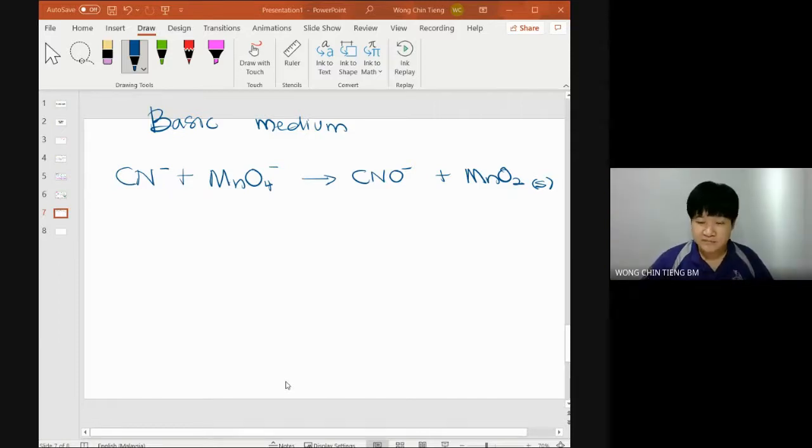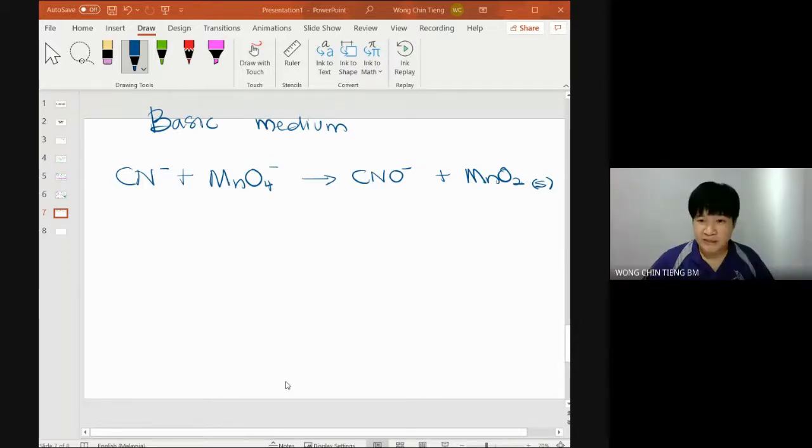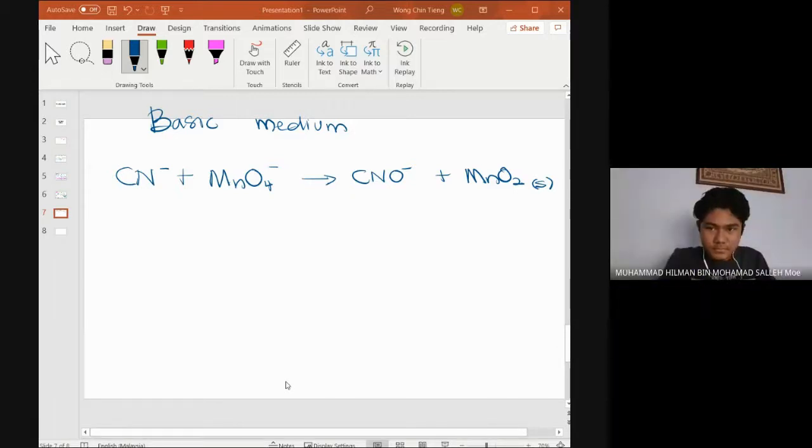Sabila dah tangkap gambar. Sabila, do you have any H2O in your equation? Yes, on the left. How many? 1. Hilman pun dah tangkap gambar. Hilman, the electron that you use to cancel off each other is how many electron? 6. 6. Good.